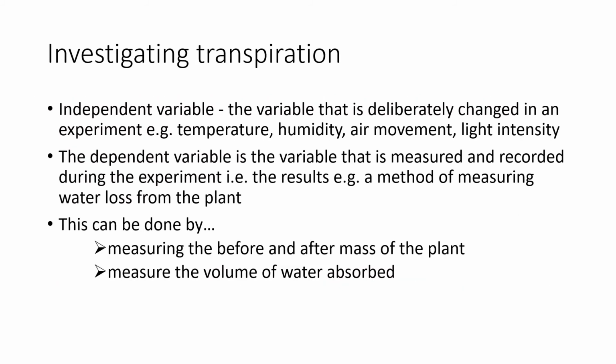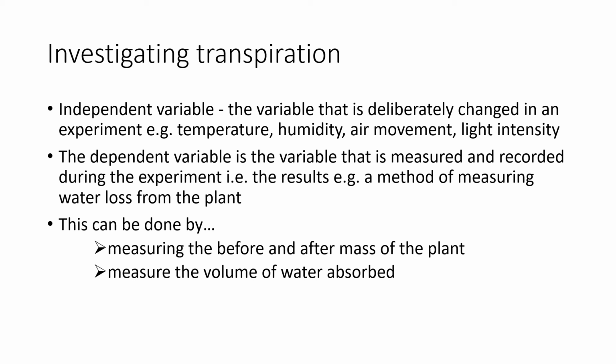It's not impossible in the exam that they'll give you a question about some kind of investigation into transpiration. So you need to make sure you're aware of what is meant by independent variable, and that's a factor that's deliberately changed in an experiment. For example, the temperature, humidity levels, the air movement, or the light intensity. You can also find investigations into transpiration where they've changed the number of stomata, the size of the leaf. There's a lot of different variables that can have an impact.